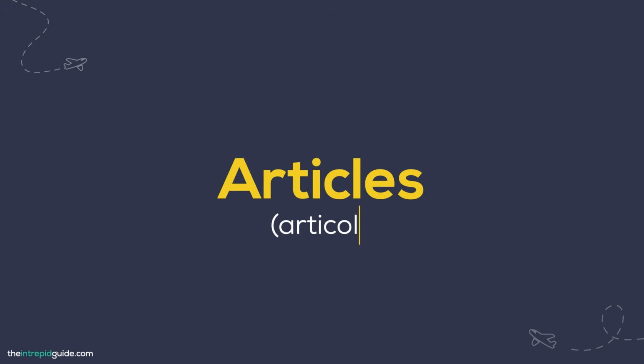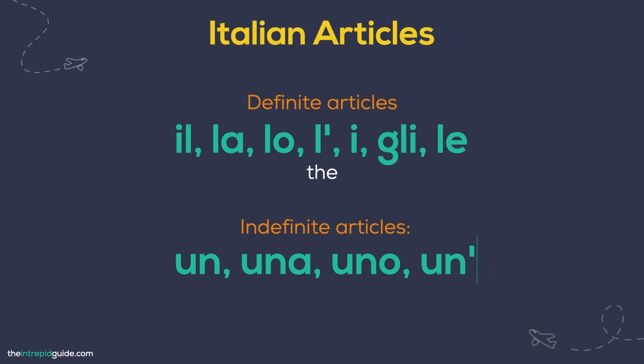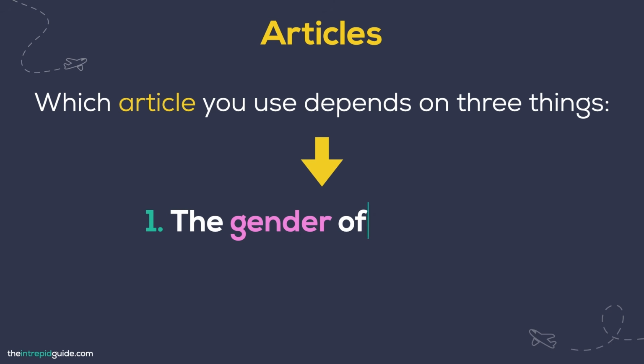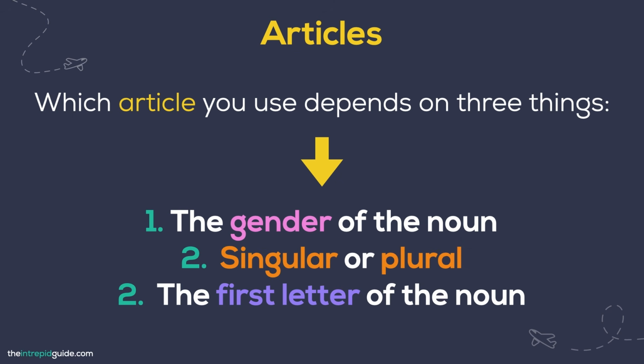Now I'm talking about Italian articles, both definite, which are il, la, lo, l' with an apostrophe, i, gli, and le, and indefinite articles, which are un, una, uno, and un' with an apostrophe. Now, which article you use depends on 3 things. That is, the gender of the noun, whether it's singular or plural, and the first letter of the noun.